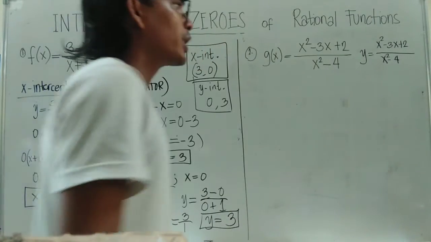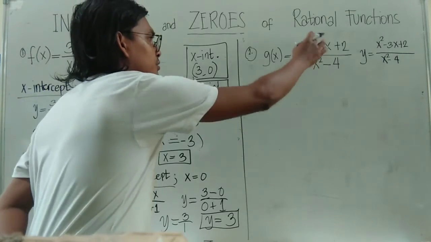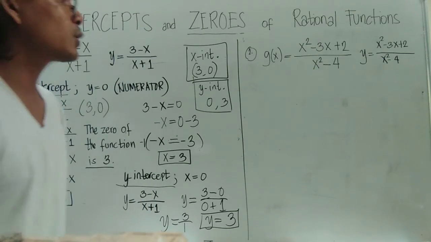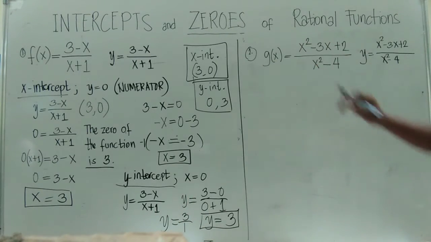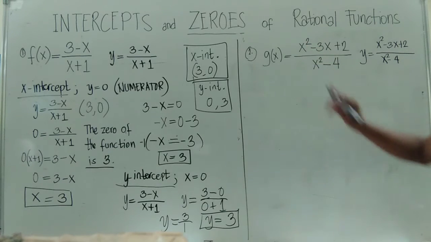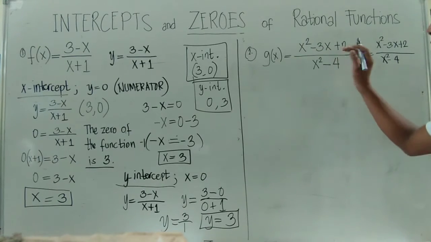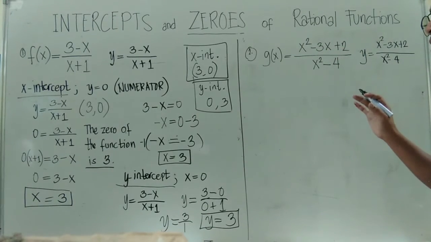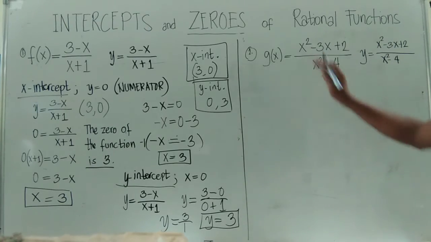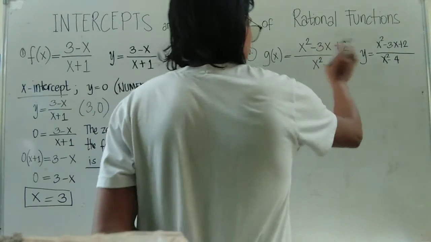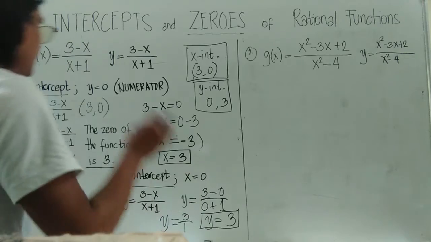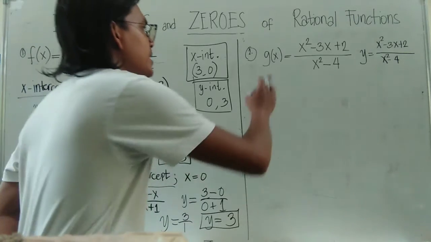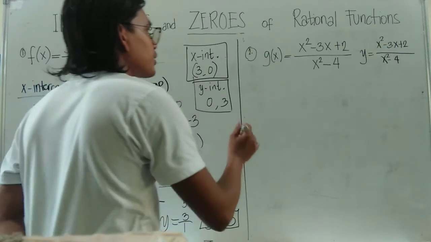Okay, so if you can see your function is in quadratic form or quadratic degree. So when your function is at quadratic degree, as well as your numerator and denominator, it will be a hint for you that it can be factored. But in some cases, it cannot be. But on this example, let us assume that your numerator and denominator can be factored. So before we can solve for the x and y intercept, let us simplify your given rational function.